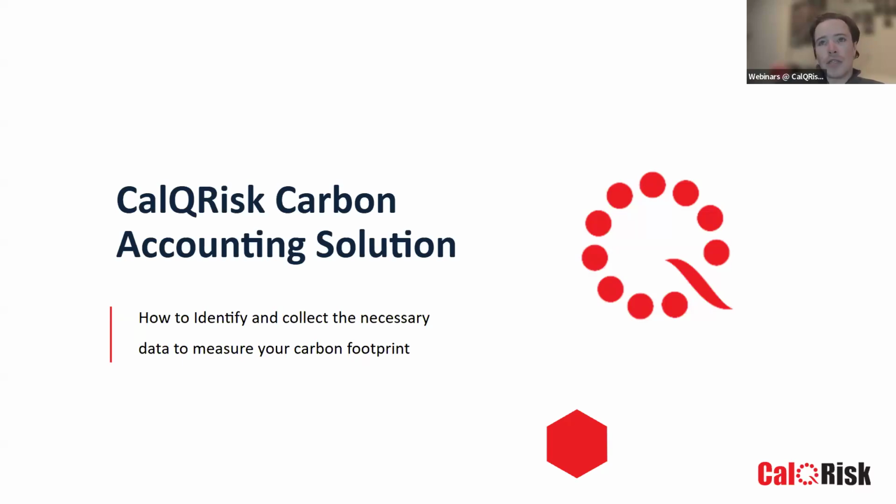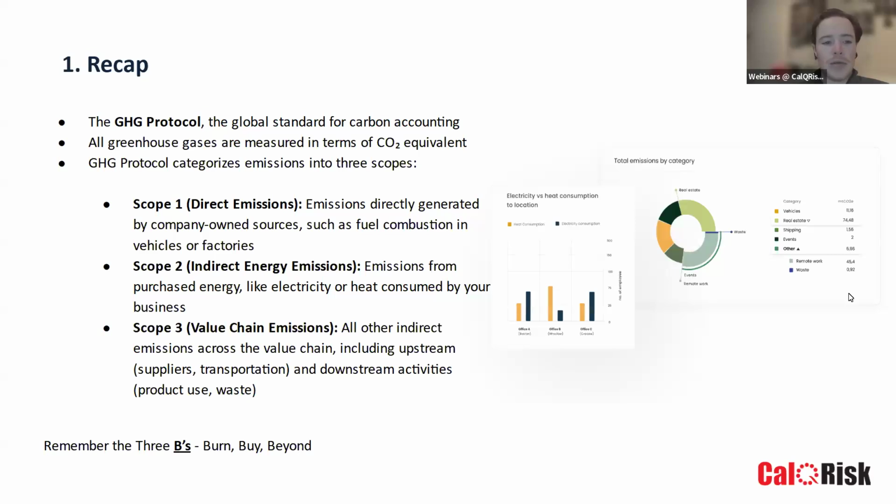One thing to remember on the 3 scopes really is the 3 Bs. Scope 1 is what you burn in fossil fuels, scope 2 is what you buy from the grid, and scope 3 is anything beyond that. If you can remember the 3 Bs, you'll always remember how to classify your emissions. So moving on to today's presentation, we've done the recap just now.